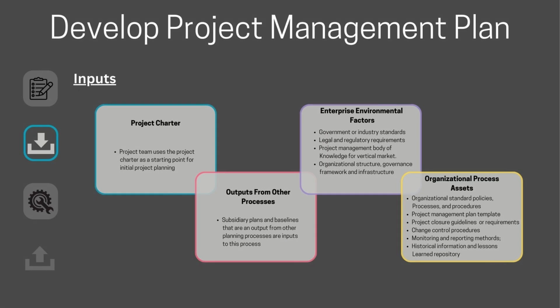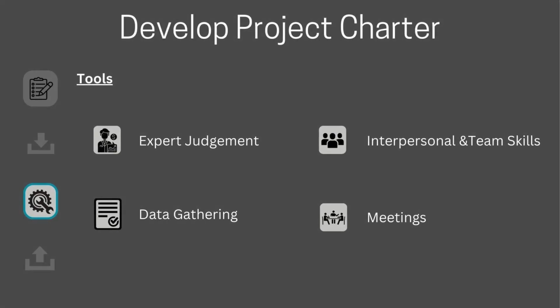Inputs for developing the project management plan include the project charter, which is an output from the develop project charter process. This process is part of the integration management knowledge area. Additionally, outputs from other processes, as well as subsidiary plans from the various knowledge areas, will serve as inputs. Enterprise environmental factors and organizational process assets also play a role in this process. The tools used during this process include expert judgment, data gathering, and interpersonal team skills. Meetings are also held to finalize the plan.